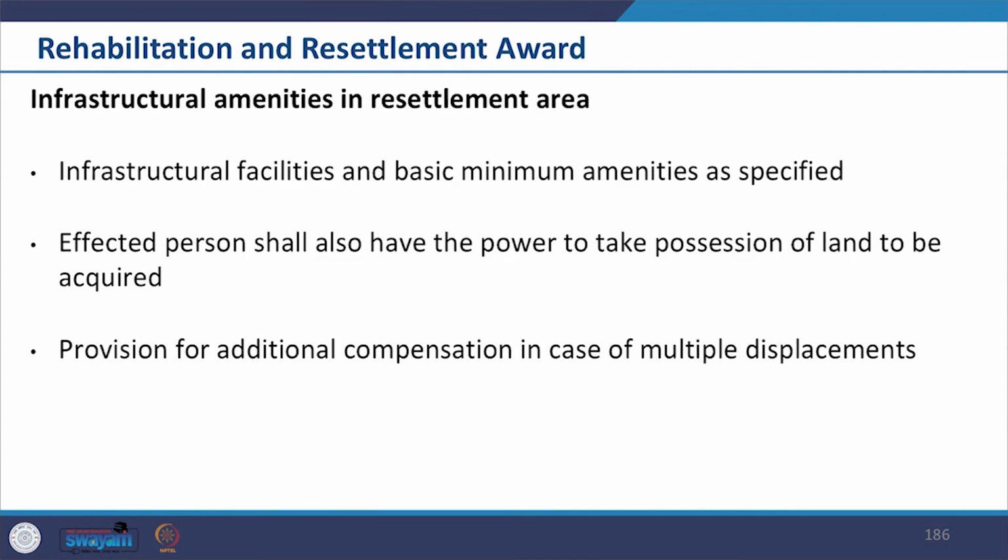The rehabilitation and resettlement award shall also include provision for infrastructure amenities in the resettlement area, which is one of the key provisions of this. In every resettlement area, the collector shall ensure the provision of all infrastructure facilities and basic minimum amenities as specified. Affected persons shall also have the power to take possession of the land to be acquired. There is also provision for additional compensation in case of multiple displacements.